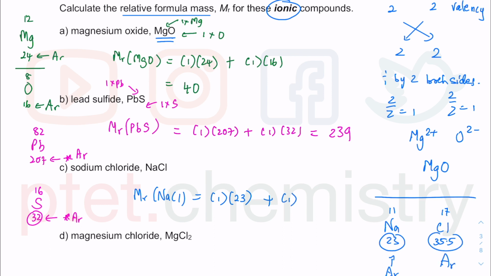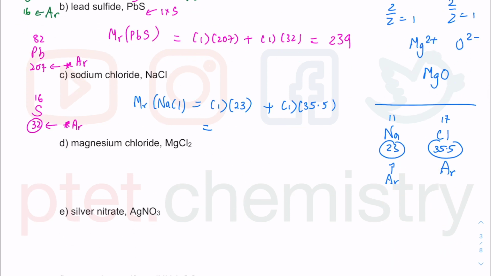So I have 1 chlorine, so 1 times 35.5. Press that into your calculator, 23 times 1 plus 35.5 times 1, I get 58.5. You should probably write that a bit better because handwriting is important.